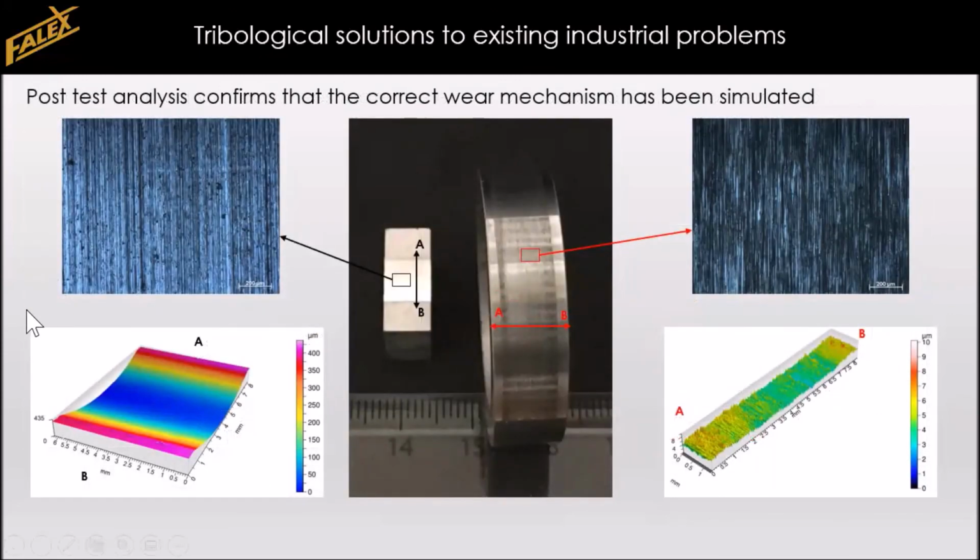Naturally, this is always complemented with a post-test analysis to confirm that we are still simulating the right wear mechanism. So the wear mechanisms we're seeing on block and ring under these low speed conditions are abrasive. And this is indeed correlating to what is seen in practice.